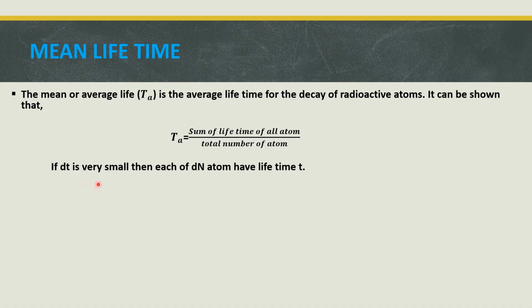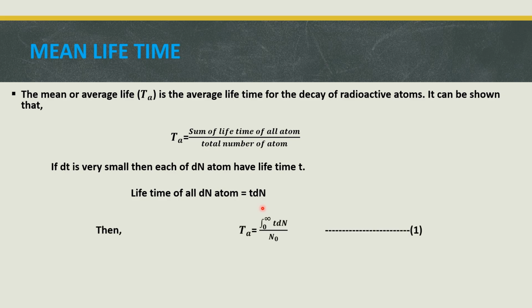If dt is very small, then each of the dn atoms has lifetime t. So the lifetime of all dn atoms is equal to t dn. We can write that TA is equal to the integration with limits 0 to infinity of lambda t dn by n naught. This is equation 1.